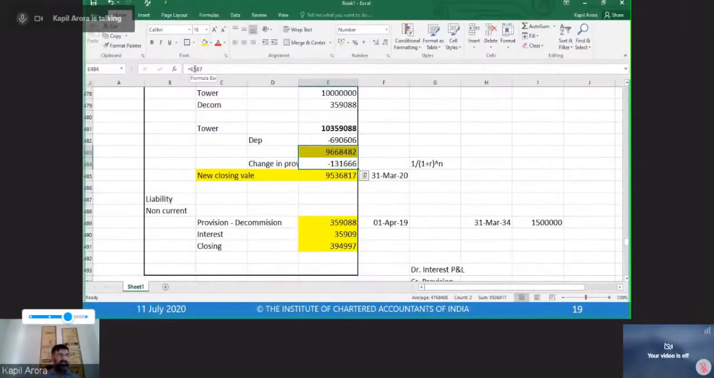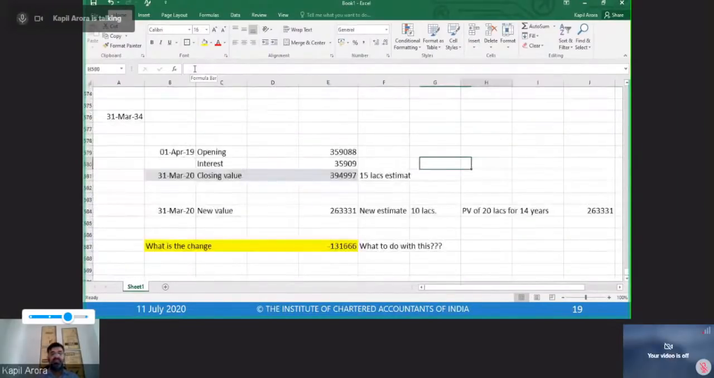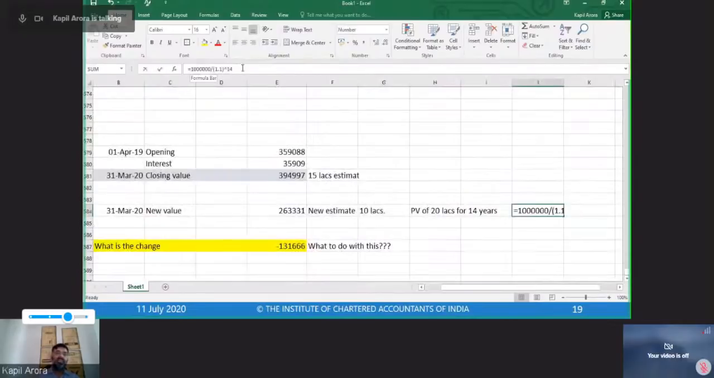Hope this is fine with everybody. So whether it is increased or decreased, it will always hit my asset value. The present value is this. You can look at it in the bar here: 1 lakh upon 1.1 raised to power 14. Hope this is fine with everyone.